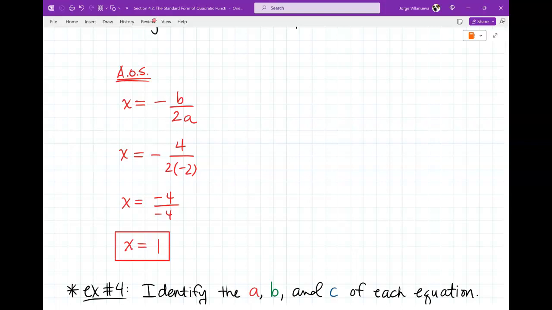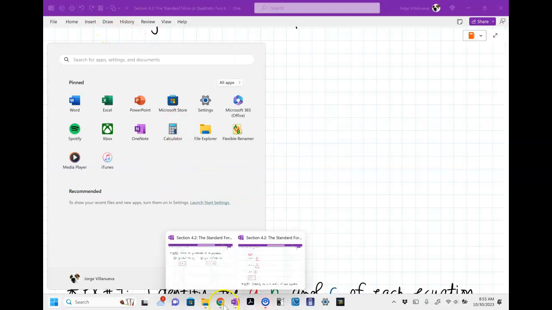Now let me go over to Desmos just to look at it. Okay, I'm going to go over to Desmos and I'm going to type in X equal to 1.